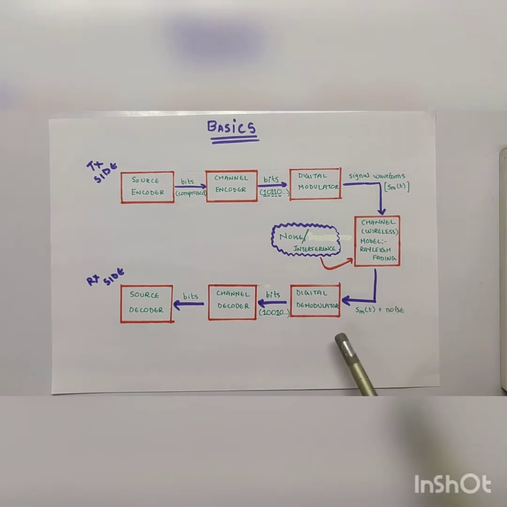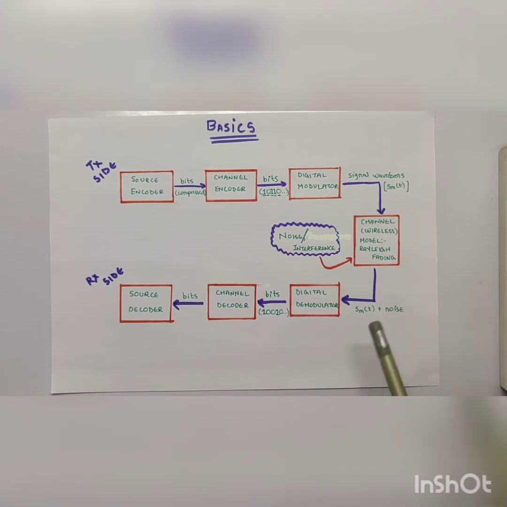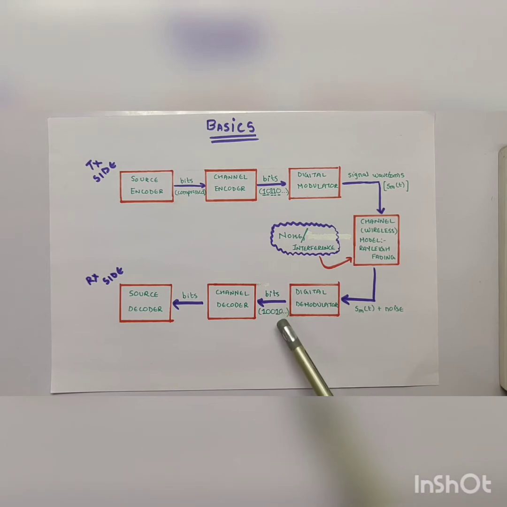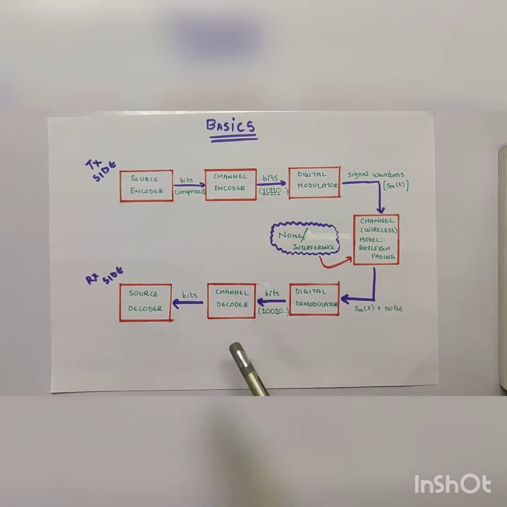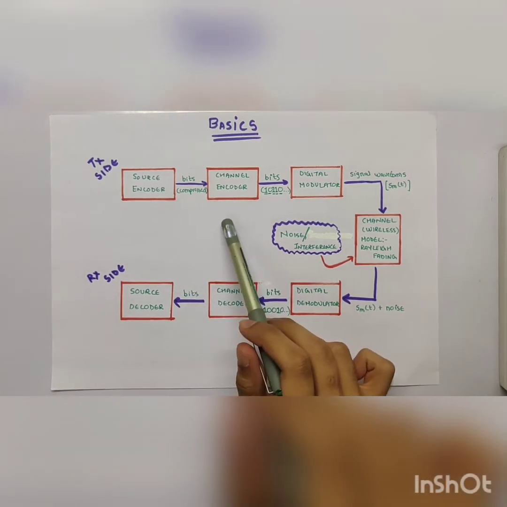Then comes our demodulator, where the received signal is demodulated as well as converted again from analog to a digital sequence. The bit sequence gets reconstructed over here, and the channel decoder and the source decoder practically perform the inverse of what the respective encoders did.